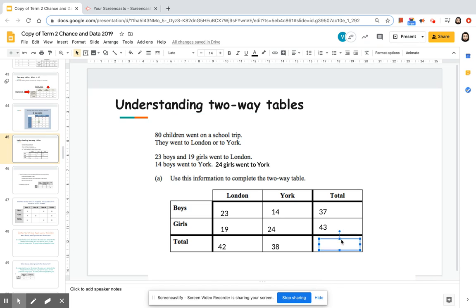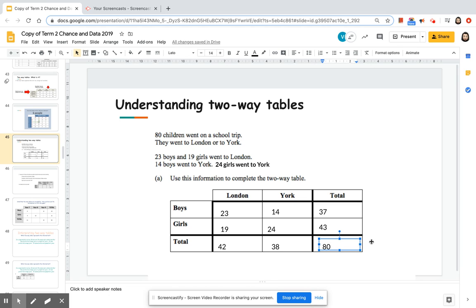Now, this last box is a special little number that tells us the total number of children that went on the trip. It adds all of the numbers that are on the two-way table. So if I go down the total column and across the total column, it should equal to the exact same number. So going down the total column, 37 plus 43 equals 80. That means that 42 plus 38 should equal 80 also, which it does.